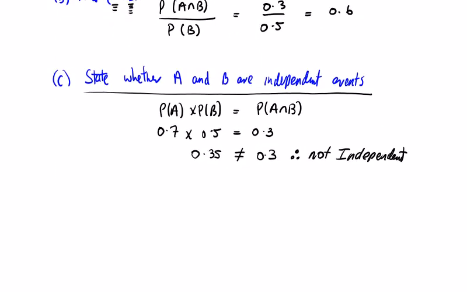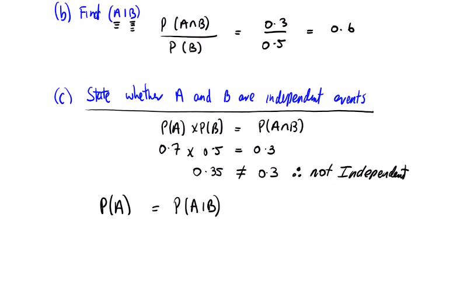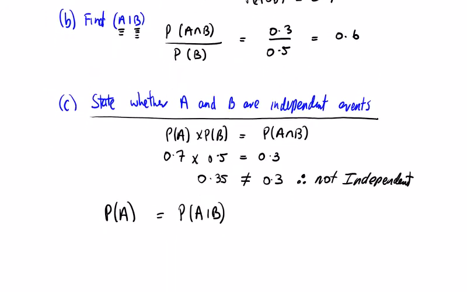Alternatively, to show events are independent, we could say that the probability of A happening would have to be equal to the probability of A happening given that B has already happened, hence being independent. So the probability of A, jump up, was 0.7, and the probability of A given B was 0.6. So again, you can see that these events are not independent.